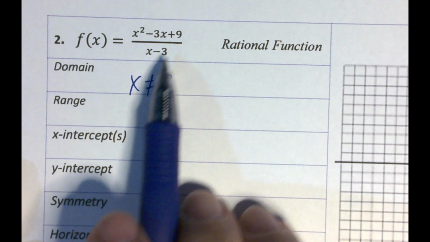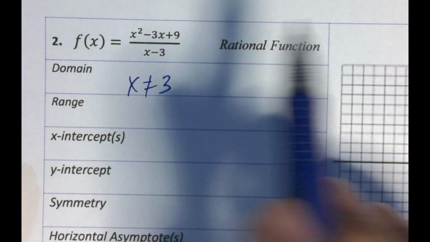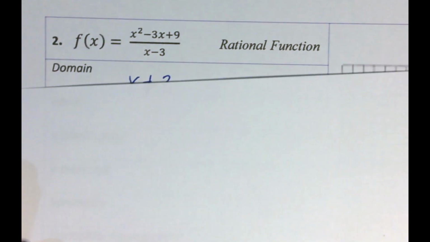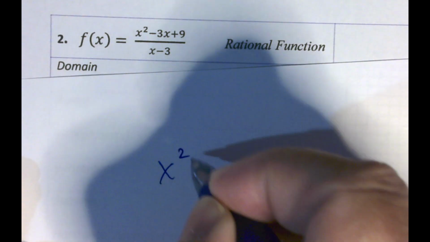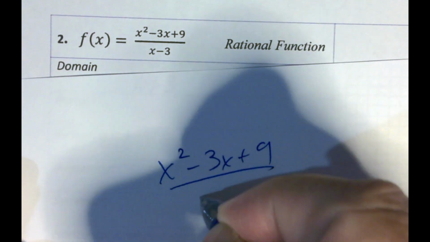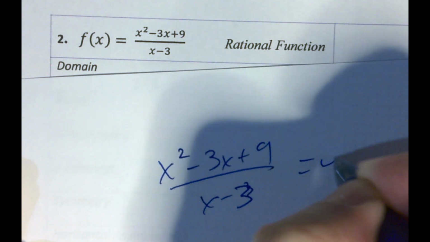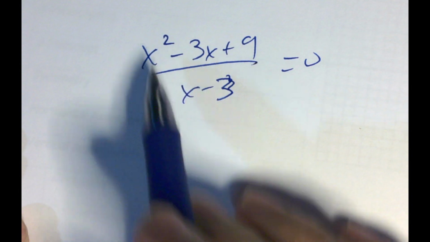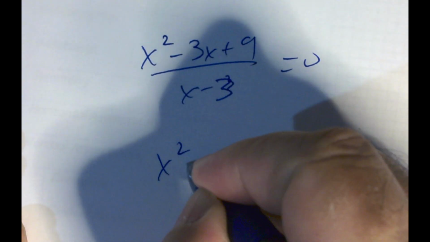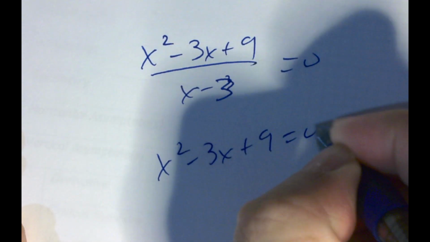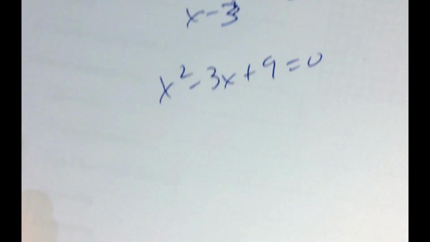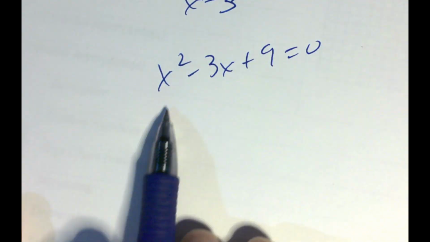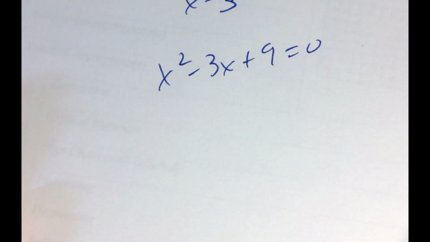X-intercepts, we just want to set this equal to 0, right? So we're solving the equation x squared minus 3x plus 9 over x minus 3 equals 0. If you have a fraction equal to 0, the only thing that needs to equal 0 is the numerator. x squared minus 3x plus 9 equals 0. We don't need a denominator equal to 0. And we've already dealt with that when we talked about the domain. But anyways, all right. Try to factor this, and I can't.